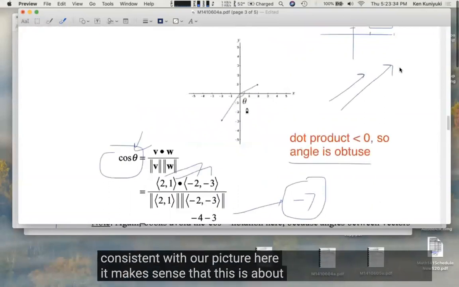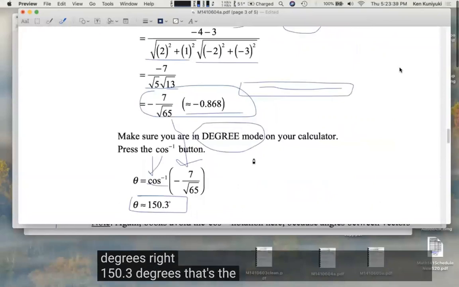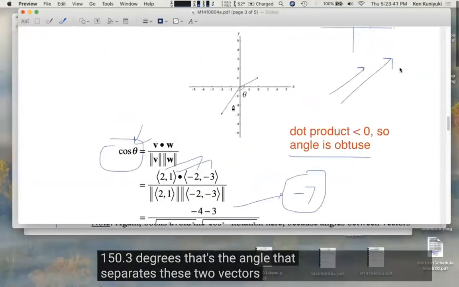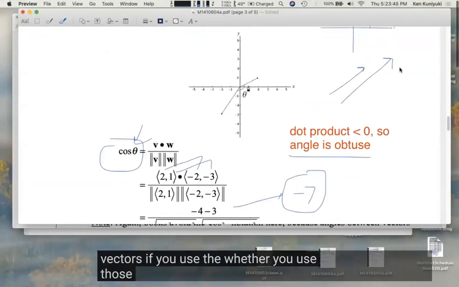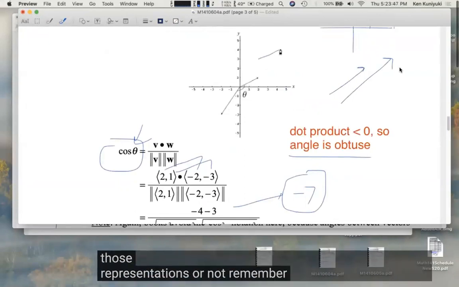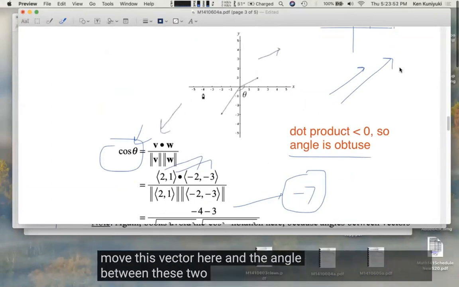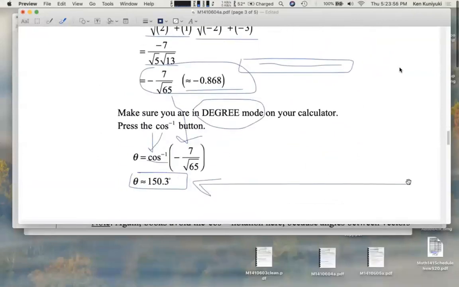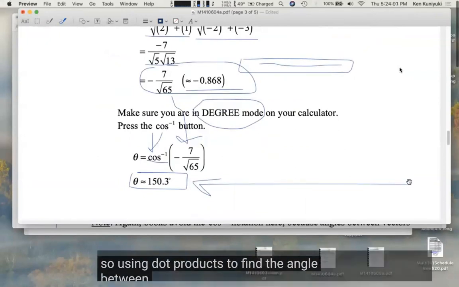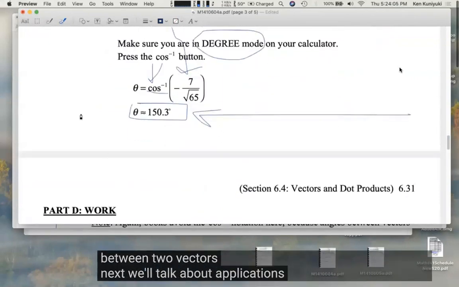And it seems to be consistent with our picture here. It makes sense that this is about 150 degrees, right? 150.3 degrees. That's the angle that separates these two vectors, whether you orient them as position vectors or not. Remember, I can move this vector here, move this vector here, and the angle between these two vectors will still be this here. So that's using dot products to find the angle between two vectors. Next, we'll talk about applications to physics.